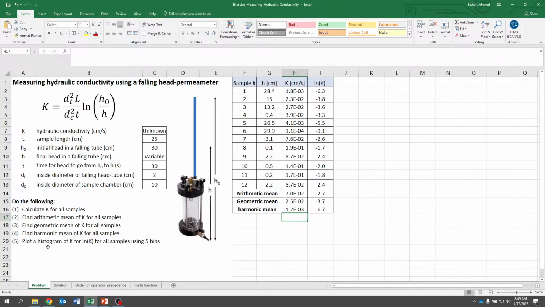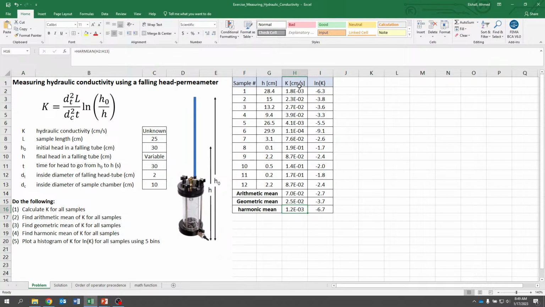Now plot the histogram of len k for all samples using 5 bins. Okay, you see here the harmonic mean is the smallest value, because the mean is the central tendency. So the flow here would be slow, here would be the slowest, it would be a little bit faster. The harmonic mean would mainly be dominated by the bottleneck flow, so that would be the small value. So that would be smaller than the arithmetic mean.